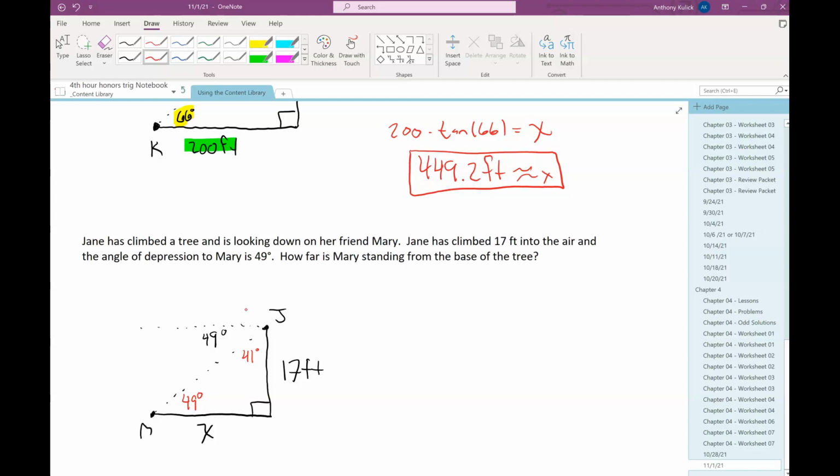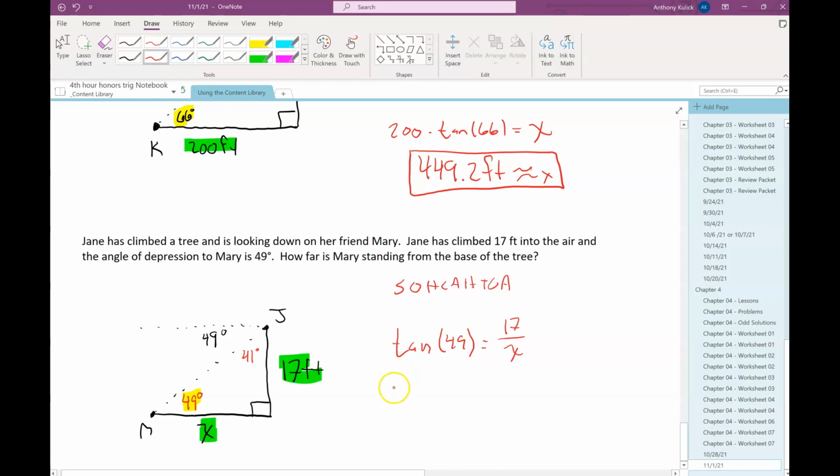Okay, so just like the previous problem, we use SOHCAHTOA. In this case, which one would we want to use? I know opposite. I'm looking for adjacent. I better use tangent. Everybody good with that?